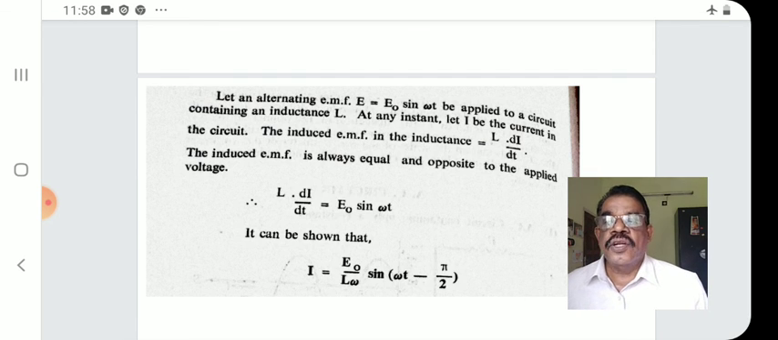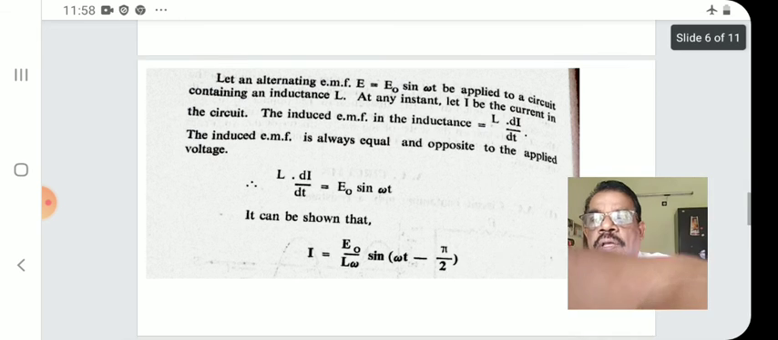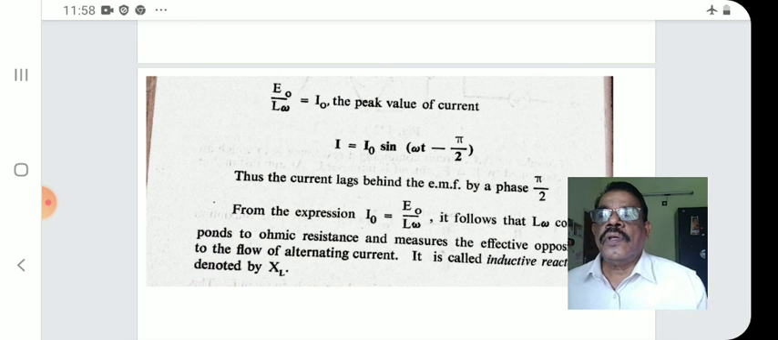Pi by 2 means 90 degrees. That is, the voltage is E equals E0 sin omega t. The current is I equals E0 by L omega sin omega t minus pi by 2. This pi by 2 we get only by an integration, some mathematical operation, and that is not needed for the plus 2 syllabus. That is why it is written like that. And you look, like Ohm's law, put E0 by L omega as I0. Then we get I equals I0 sin omega t minus pi by 2.